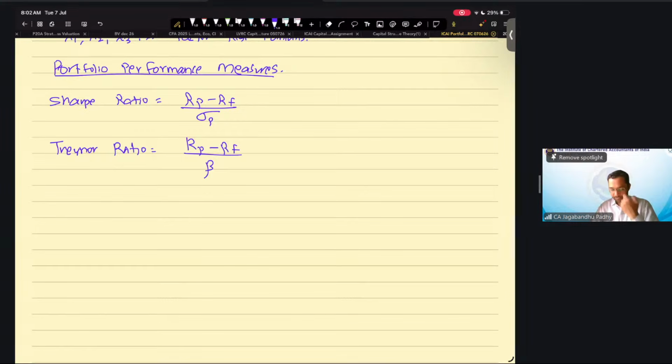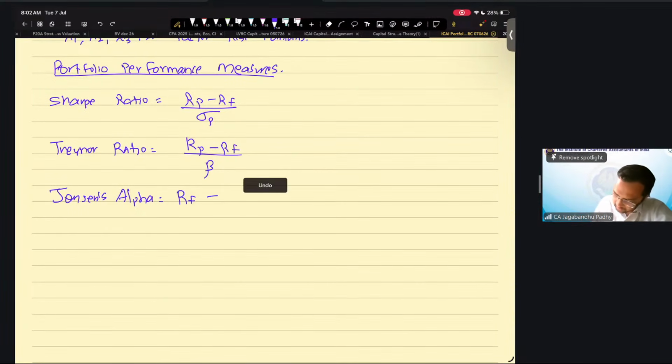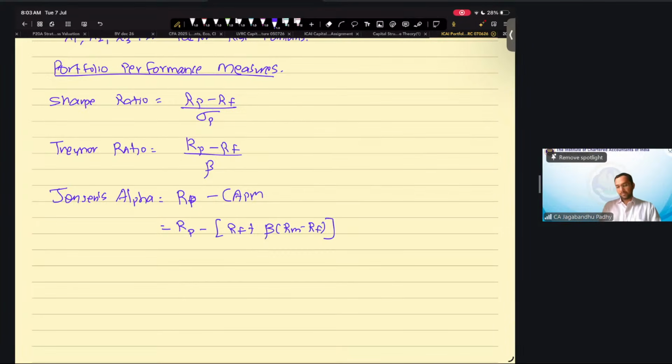Treynor ratio is return of portfolio minus risk-free divided by beta, which is a measure of systematic risk. Okay. And the last one was Jensen's alpha. Jensen's alpha is the return of portfolio minus the return which you would get under CAPM. So it is return of portfolio minus risk-free plus beta into RM minus RF. That's your Jensen's alpha.